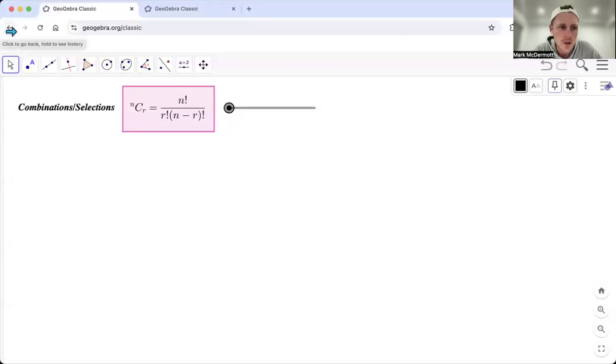All right, so we're going to look at what's called combinations or selections. Now, prerequisite knowledge for this is arrangements, or what's called permutations. Otherwise, this won't make any sense. So I'll put that link below.